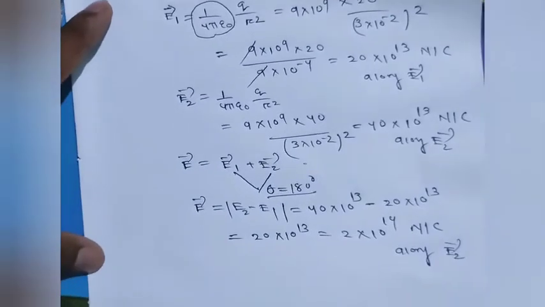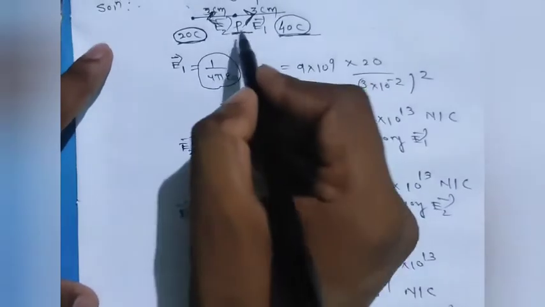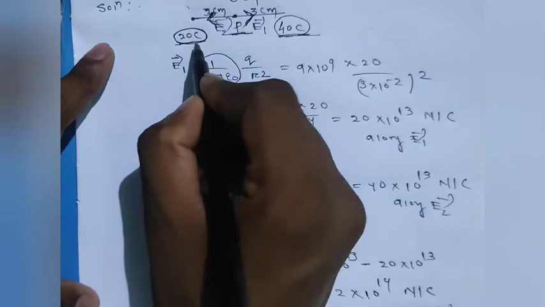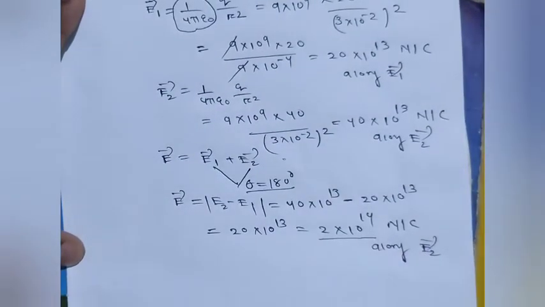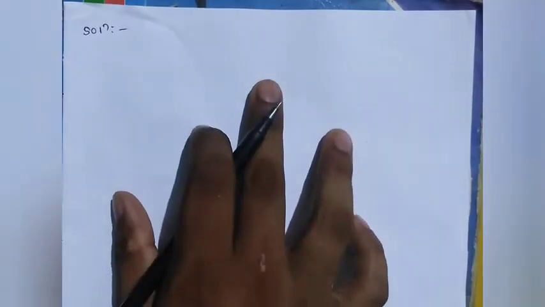So is it clear? So the net electric field at point P due to this 20 Coulomb and 40 Coulomb will be 2 into 10 to the power 14 Newton per Coulomb. Now I shall come to the next question.